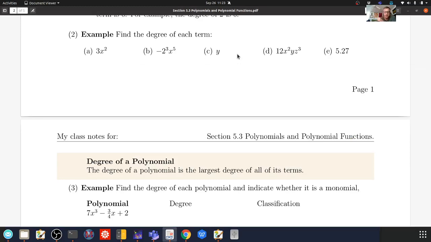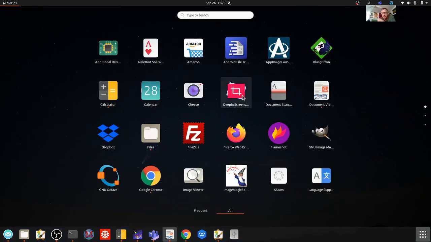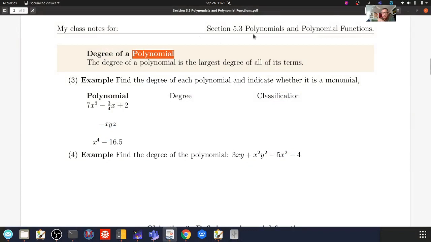So the degree now of a polynomial. Notice that this is different. Earlier we were talking about the degree of terms. This is the degree of an entire polynomial. And it's defined to be the largest degree of all of its terms. So let's take a look at this.